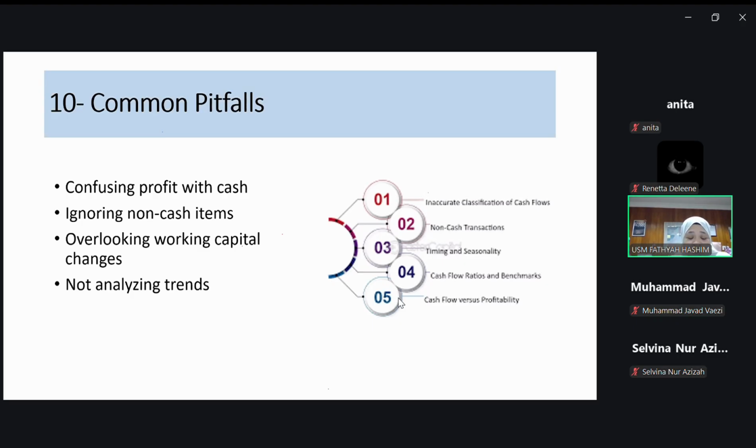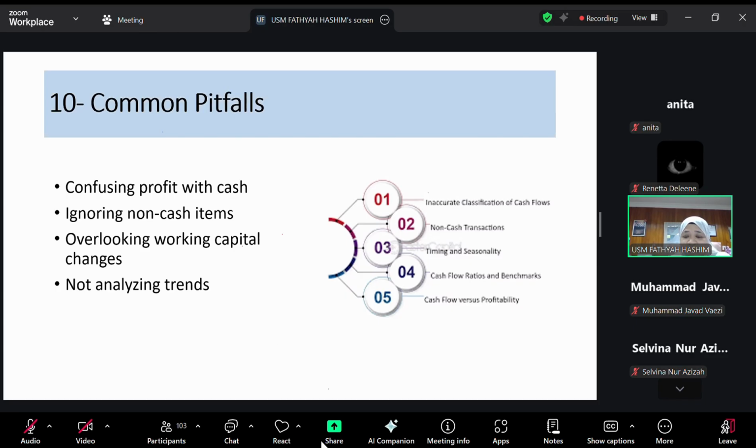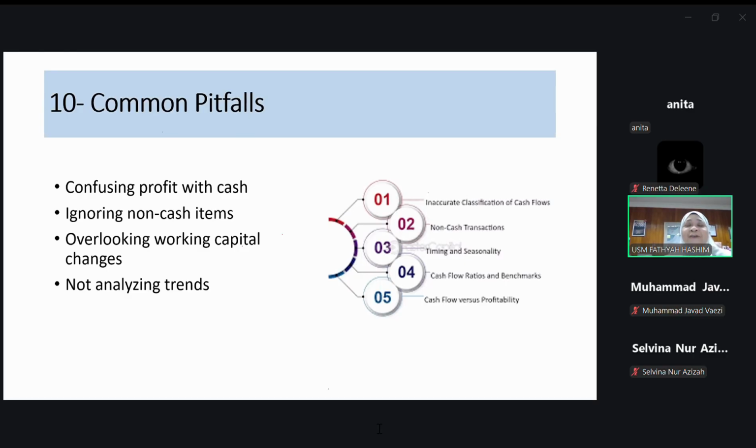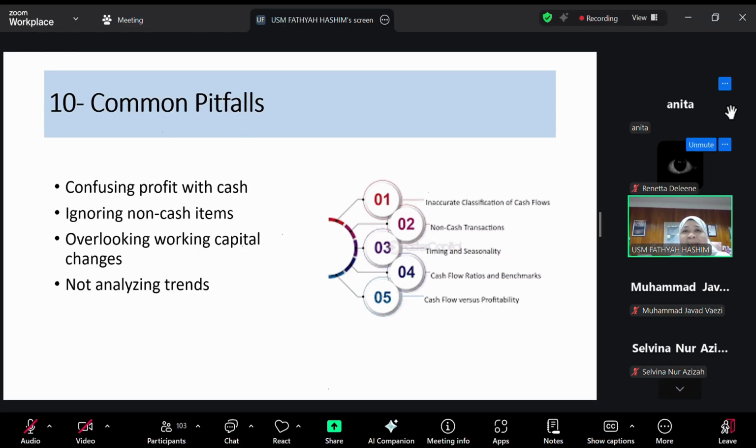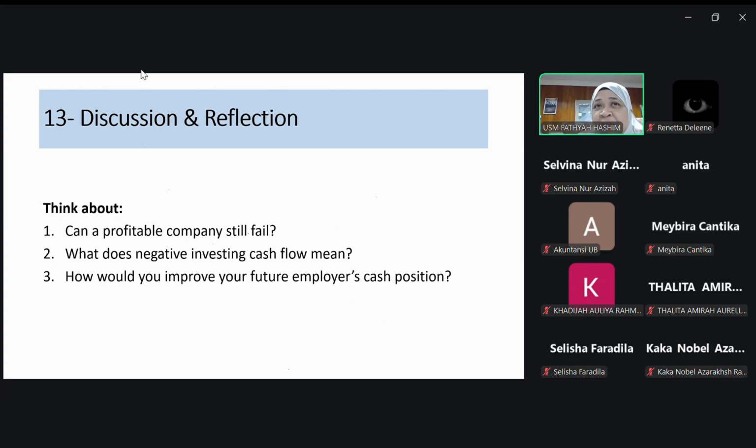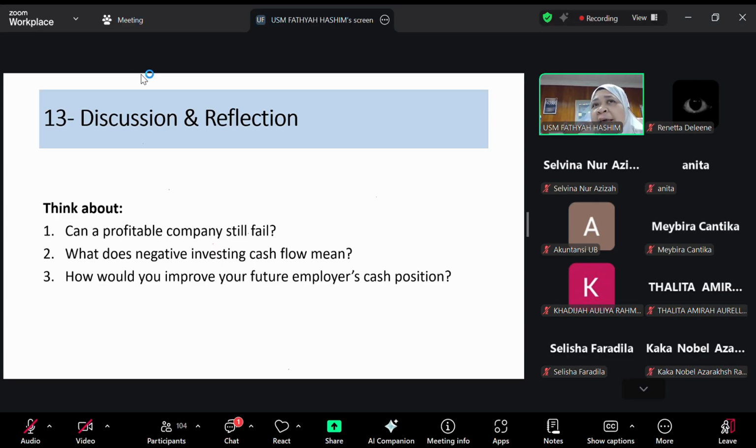Because profit is an accounting concept, the accrual concept, whereas cash is the real survival tool for businesses, and for us as well. We are not saying that cash is everything, no, but cash flow is everything. For cash position, what do you need to have, or how would you improve your future employers' cash position as an accountant? How would you do that?